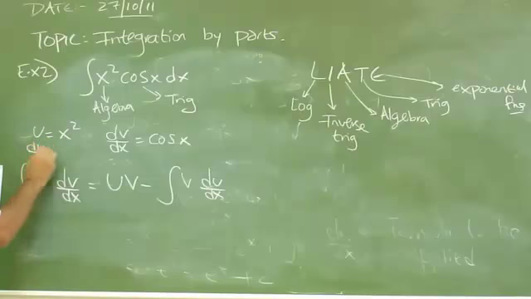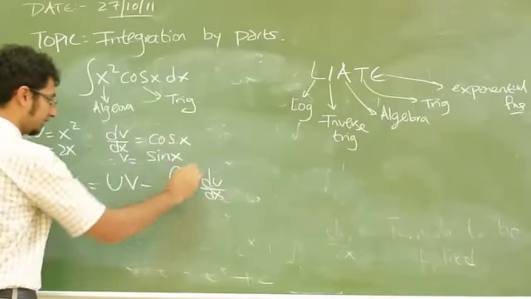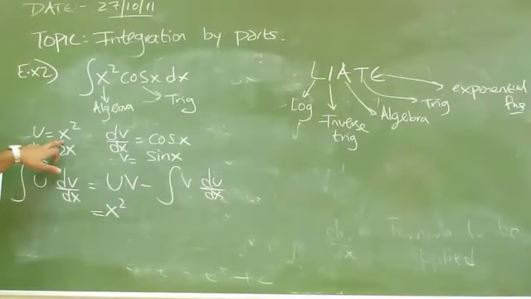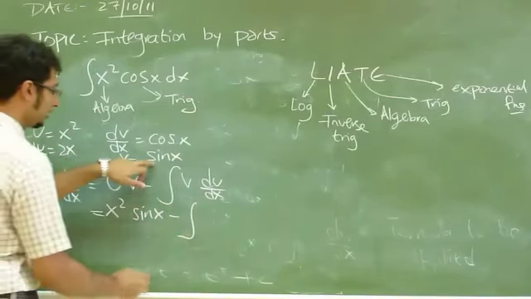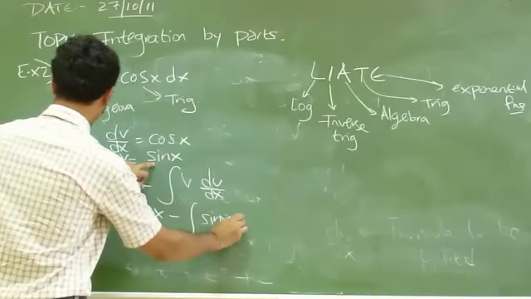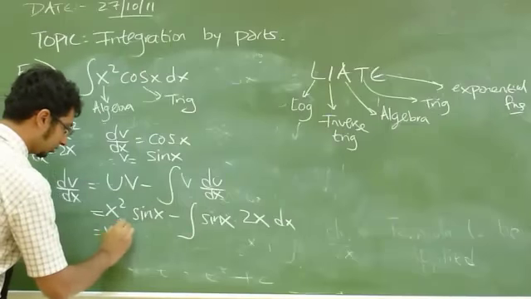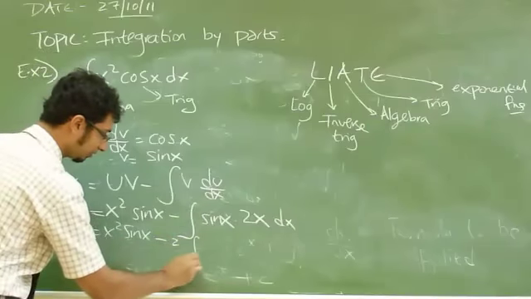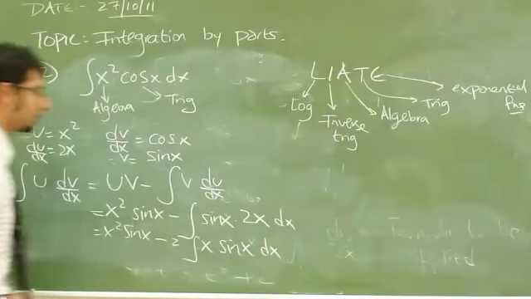So du/dx equals 2x here. v equals the integration of cos x, which is simply sin x. So applying it: uv, x squared times sin x, minus the integration of v, which is sin x, times du/dx, which is 2x dx. So x squared sin x minus 2, the 2 is a constant so you can write it before the integration sign, times the integration of x sin x dx.